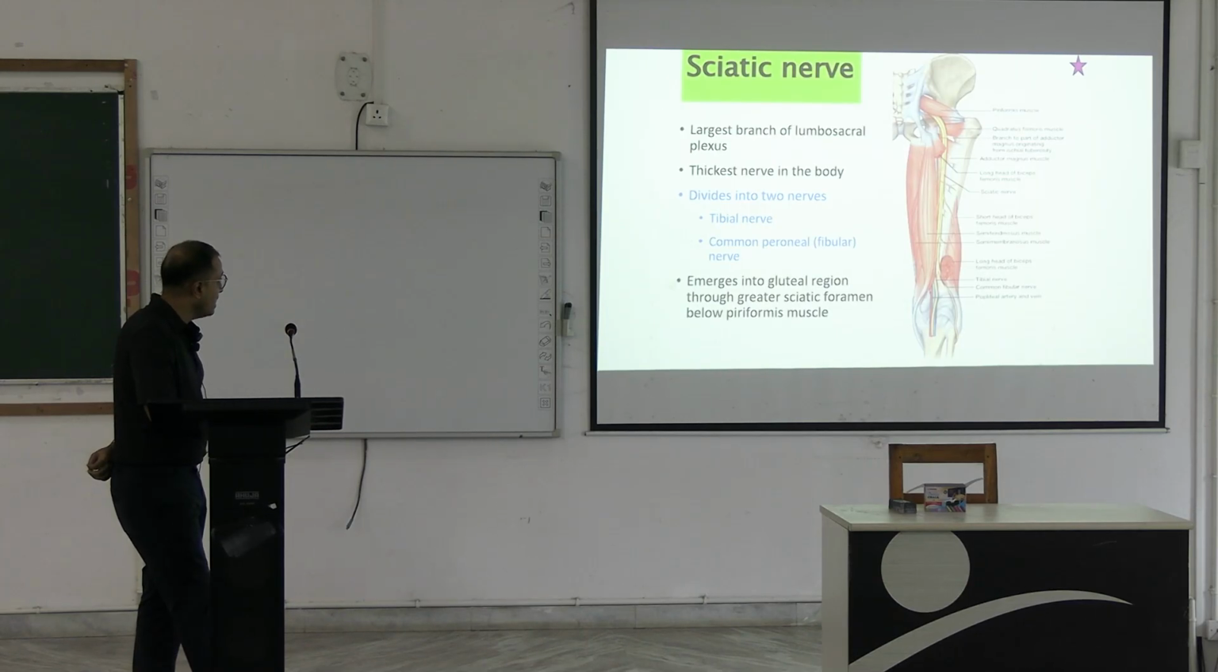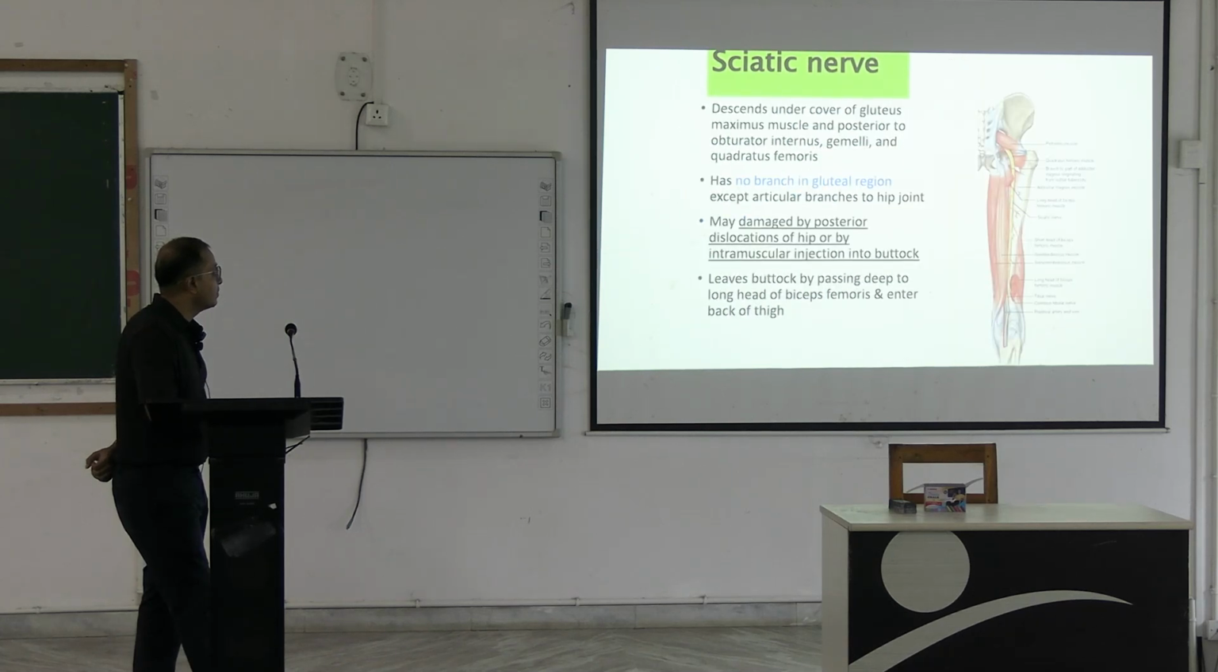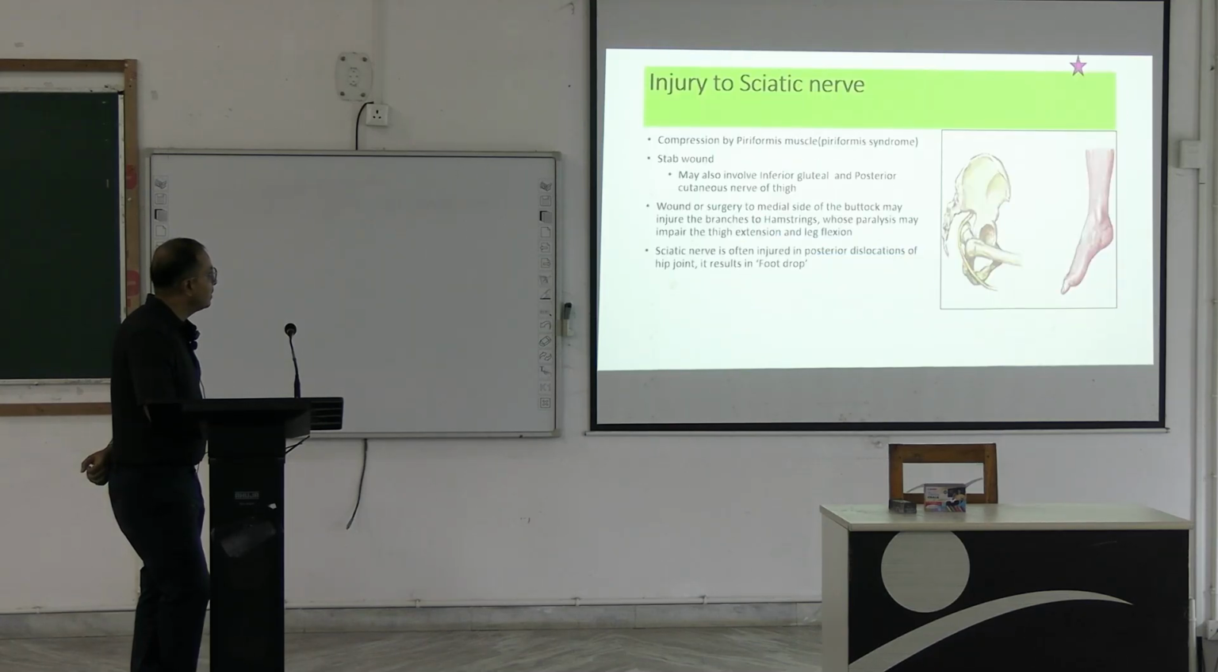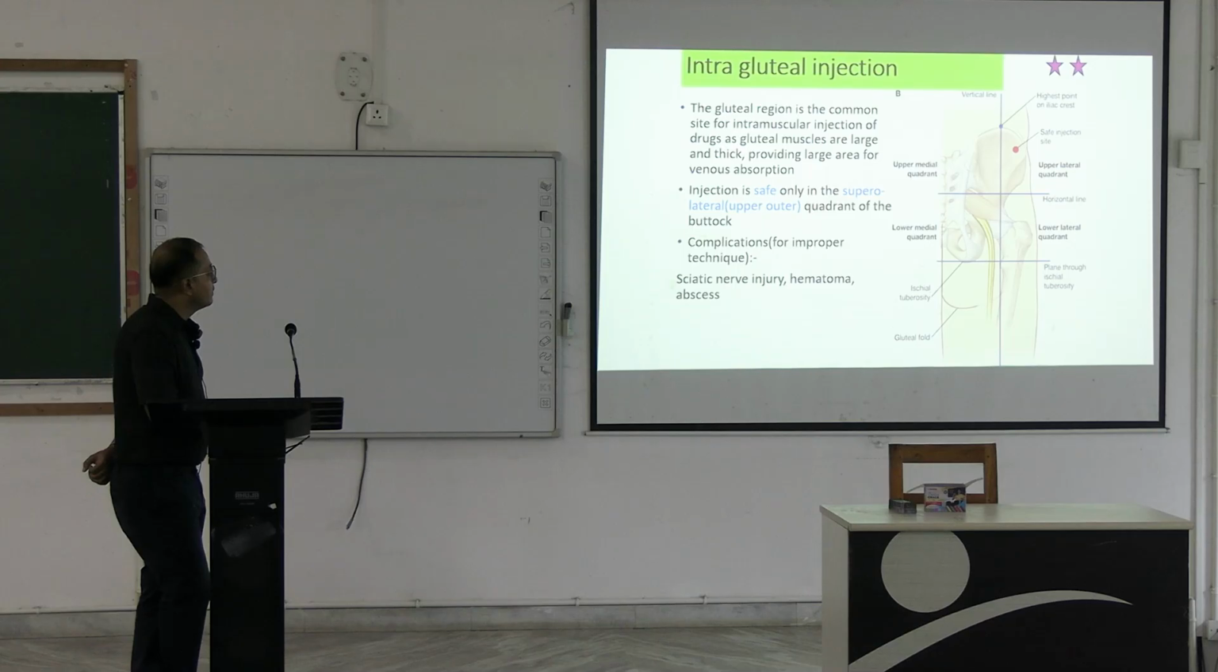The sciatic nerve, the largest and thickest nerve of our body, can be divided into two parts: the tibial nerve and the common peroneal nerve. This sciatic nerve has no branch whatsoever in the glute region. It supplies beyond the glute region, supplying the hamstring muscles, and then it goes to the popliteal fossa region and the back side of the thigh. This sciatic nerve commonly gets injured if you have a faulty injection procedure.